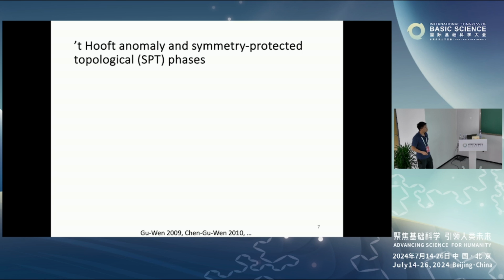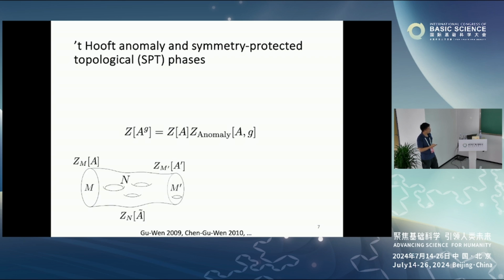But this 't Hooft anomaly story is ultimately linked to the problem of SPT phases introduced by Gu and Wen in 2009. It is like this. So we have this anomaly polynomial, which is the difference between Z^g and Z^A. The A is transformed under gauge transformation to A^g, and the partition function has a difference. And this one can be drawn like that.